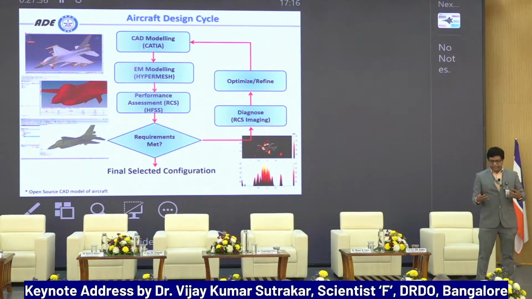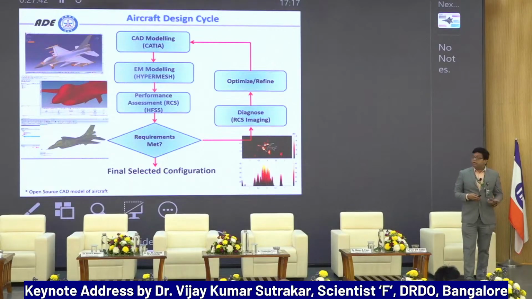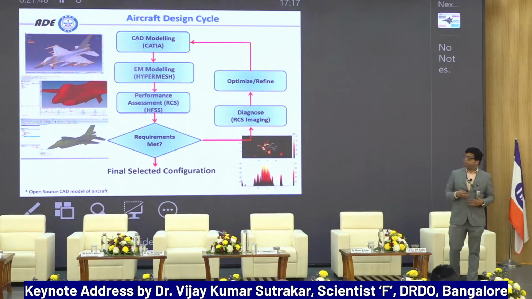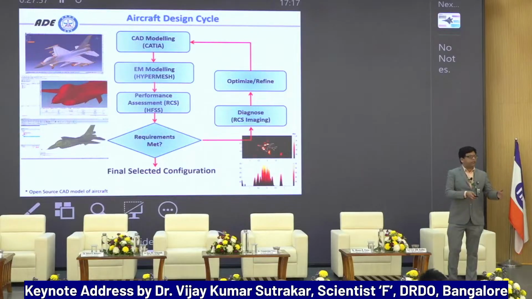Once we generate the CAD model, we convert it into some kind of grid. We do the meshing of that for the electromagnetic analysis, and then that goes for performance assessment in terms of the RCS. We try to assess how good or bad that shape is. If it meets the requirement which I showed in the previous slide, we say it's the selected or final configuration.